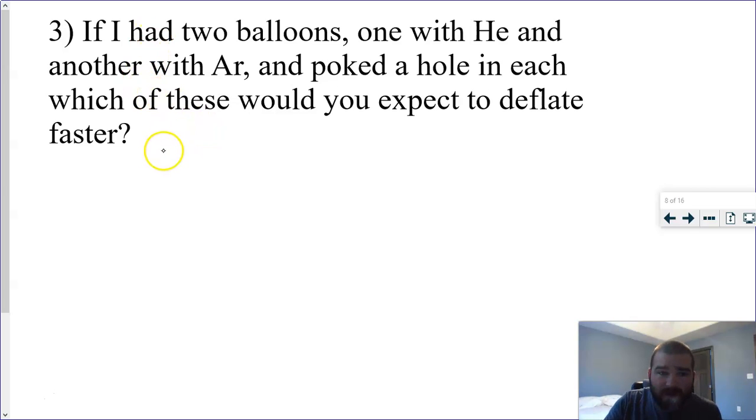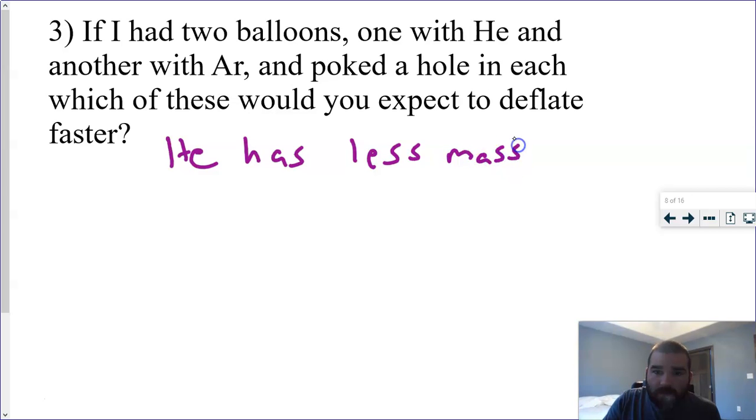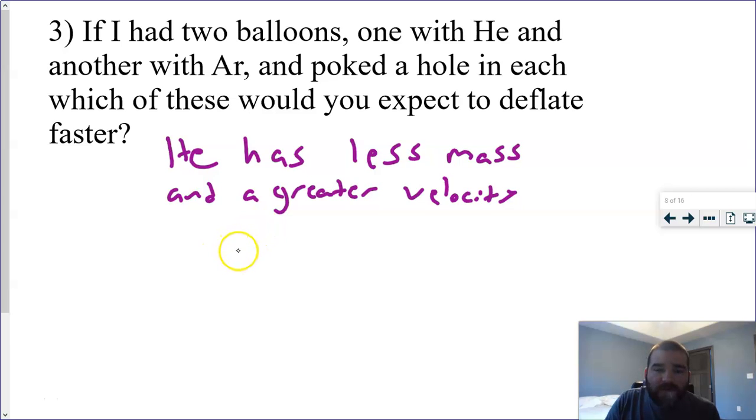Helium has less mass and a greater velocity. So helium will totally deflate faster, right? It has to. The particles are moving faster, so they're going to escape the little pinhole much quicker.